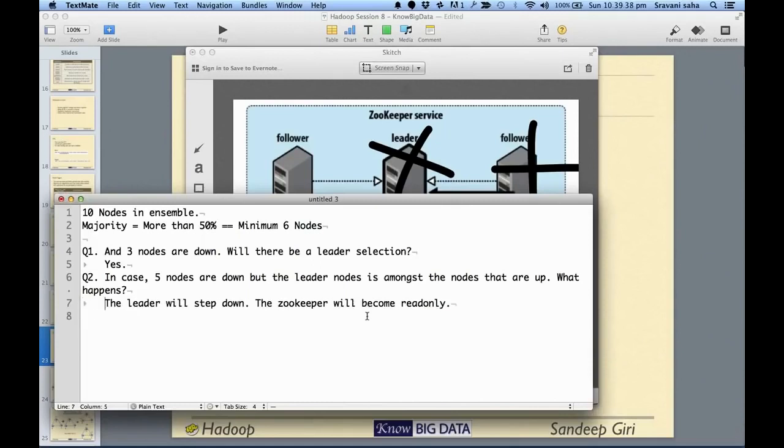Now, you might argue at this point that although we have 5 good nodes running, why don't we just keep running? 5 nodes are good enough, right? Because of this stepping down and this weird logic that there should be more than this many nodes, why are we compromising on availability? Can anybody answer that?